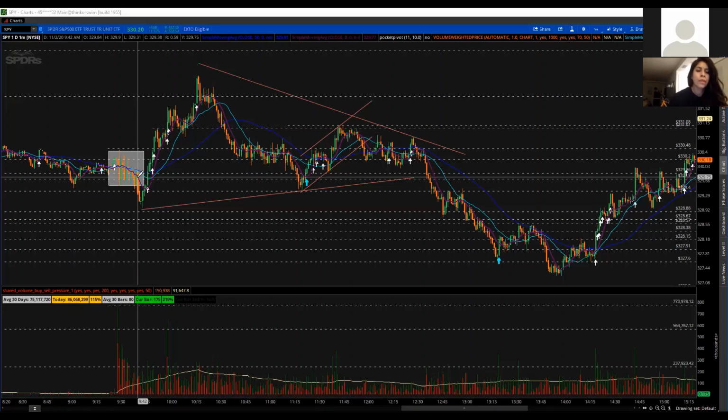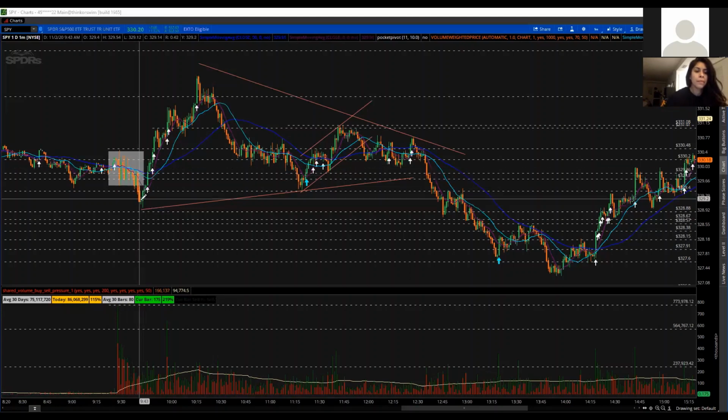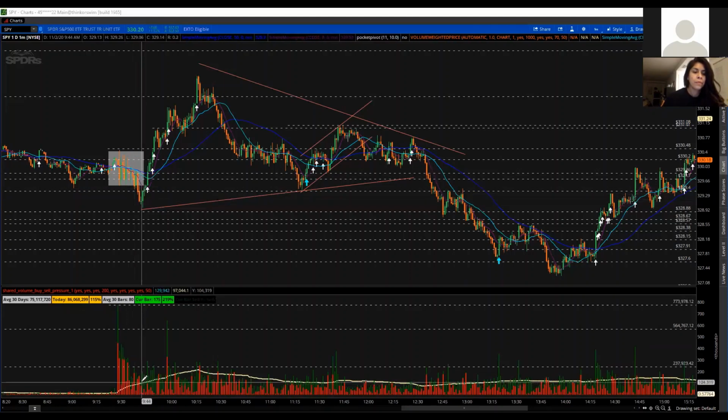Okay? All right, so we just got under the 50. We got 2 candlesticks under, and then look what the buyers did. Now look at the volume they did it in, though.